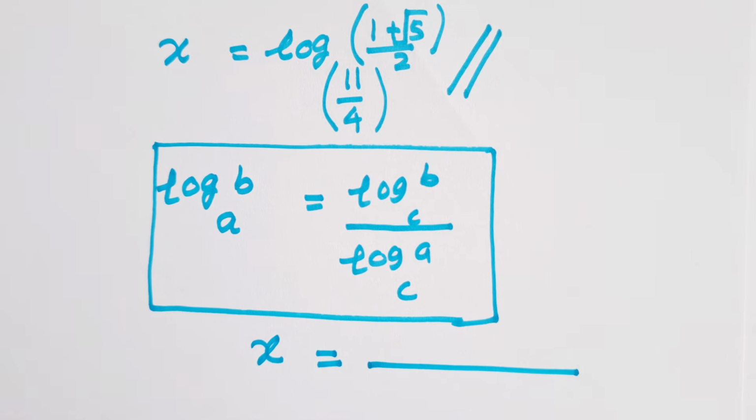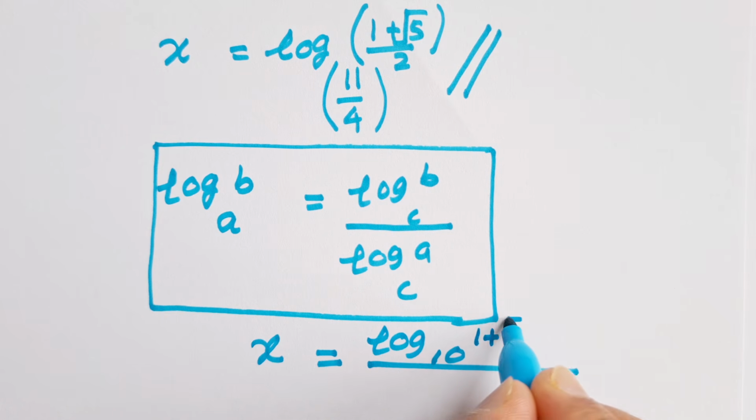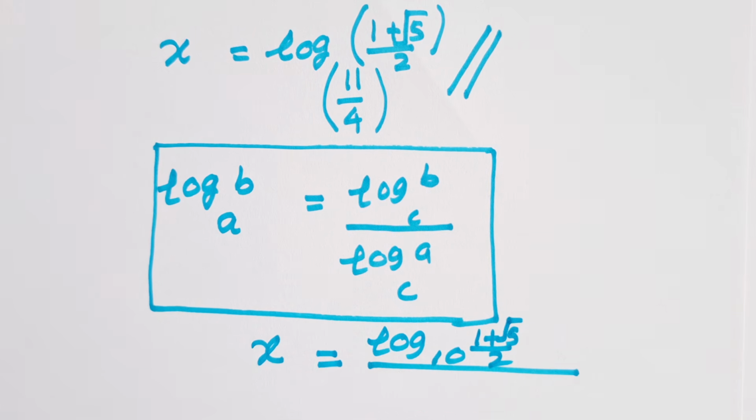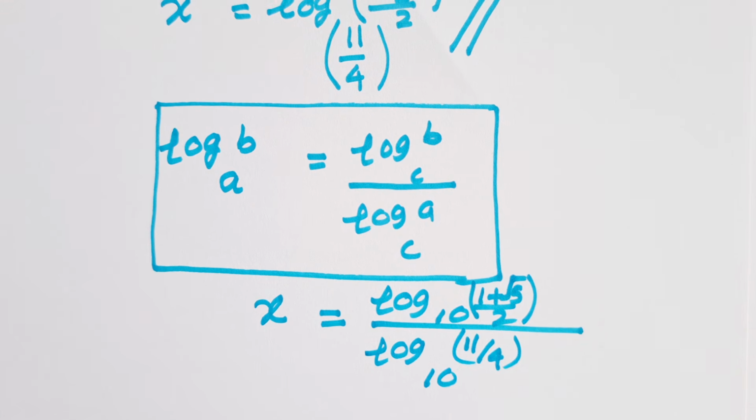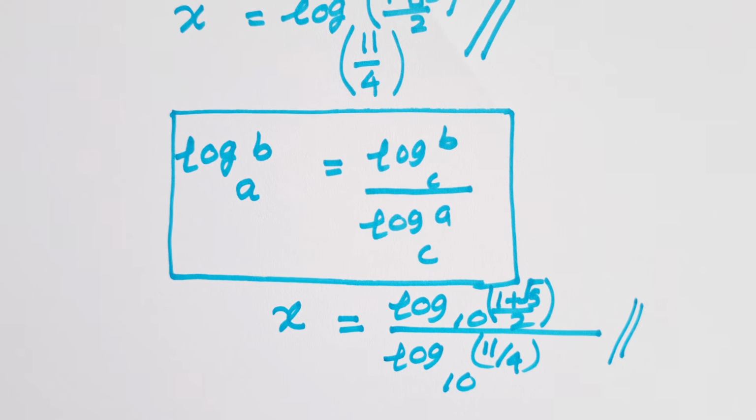So x is equal to, now we can change the base into log 10. So log base 10 of 1 plus square root of 5, divided by 2, whole part is divided by log base 10 of 11 over 4. So now we have a more realistic answer for x, because we can easily find those log values using the logarithm table.